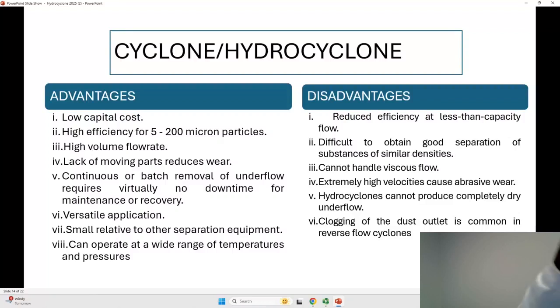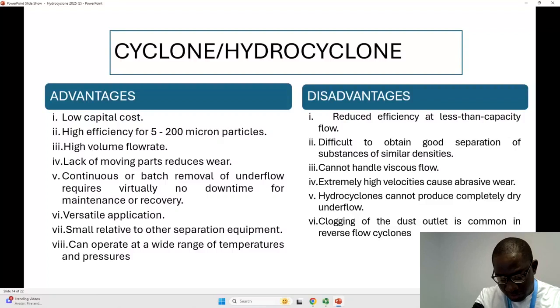What will happen is that all of the particles will be just moving together, because all of them are of the same density. So if they are of lighter density and they are close, everything will be removed from the top. If it is larger density and their density is close, everything will just come down. You understand? Then it cannot handle viscous flow, and extremely high velocity causes abrasive wear, and hydrocyclone cannot produce completely dry underflow. And lastly, clogging of the dust outlet is common in reverse flow cyclone.